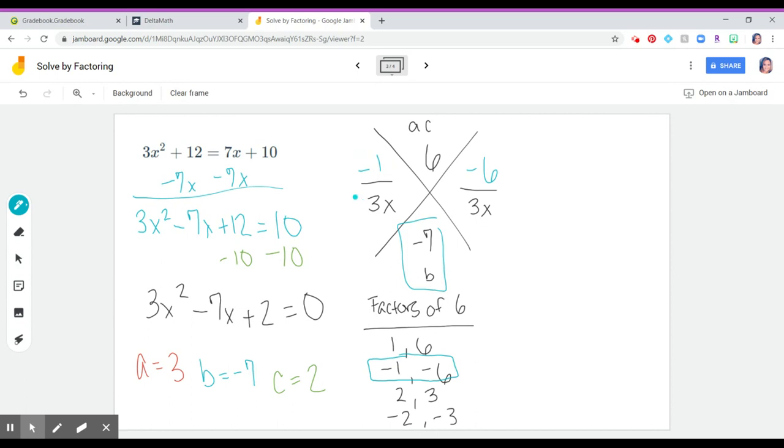This fraction cannot be reduced, so I just write 3x minus 1. This can be reduced by 3, so I get negative 2 over 1x. So my factor is x minus 2. And that equals 0. I set each equal to 0.